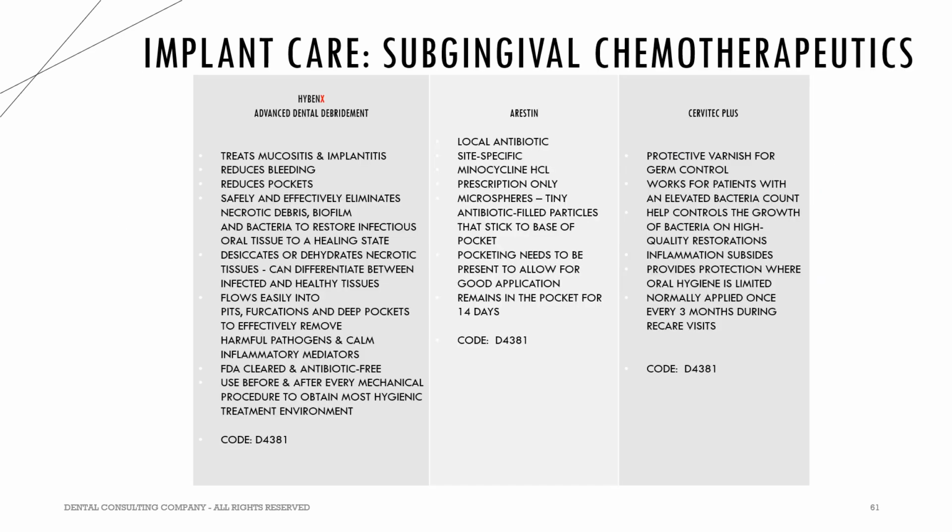On this slide are some different options of subgingival chemotherapeutics that can be used during implant care. The first one, Hybenx, reduces bleeding by eliminating bacteria and treats mucositis and implantitis. It can tell the difference between infected and healthy tissues and removes the harmful pathogens. Next, Arestin is site-specific, and it is a local antibiotic that remains in the pocket for 14 days. And lastly, Cervitec is a varnish for germ control and is recommended to apply at every 3-month visit. As you can see, all of these adjunct therapies can be billed using D4381.